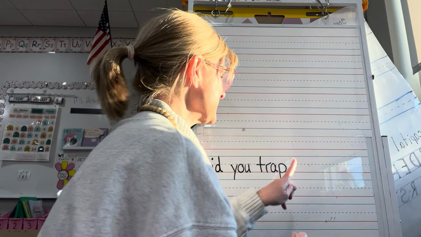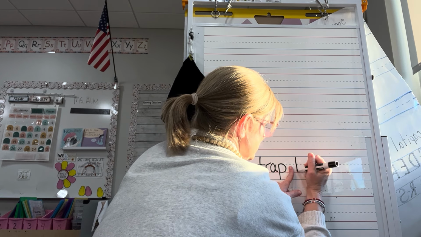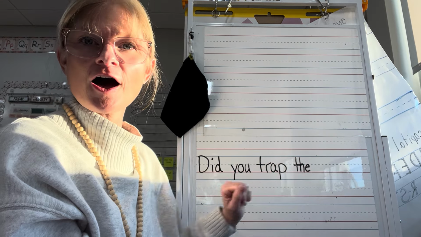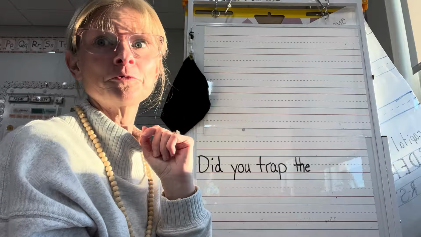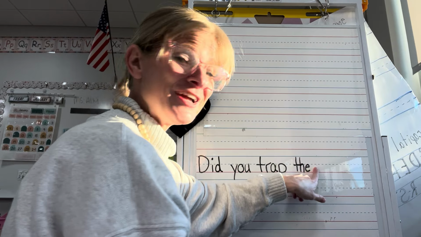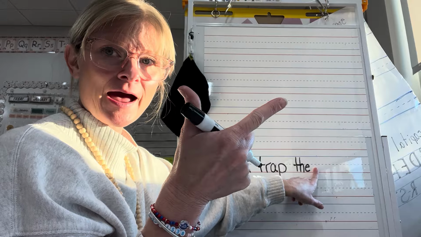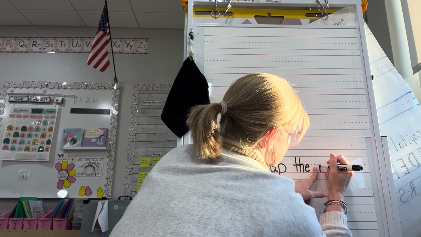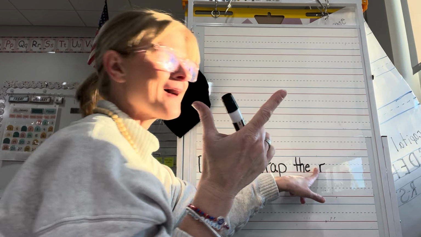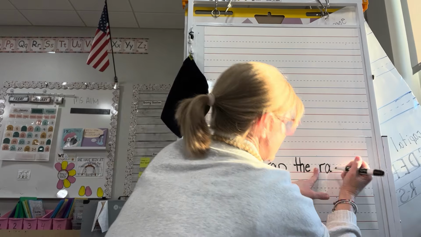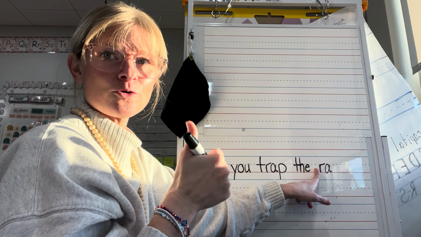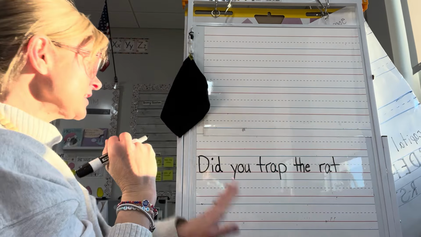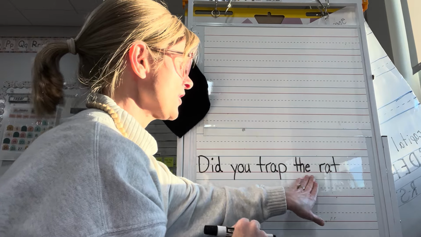That's one of our heart words. So finger space, that is T-H-E spells the, all lowercase. Did you trap the, all right, rat? Let's do a finger space. Let's sound that out. Rat. 3 sounds. Our first sound was R says ra. It's that short A sound again we've been practicing. Lowercase a, t, at. T is our last sound. There we go. So there's our sentence. Did you trap the rat?